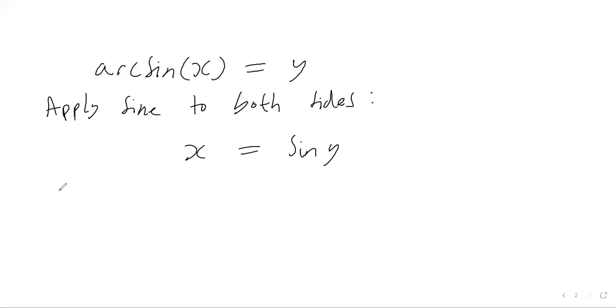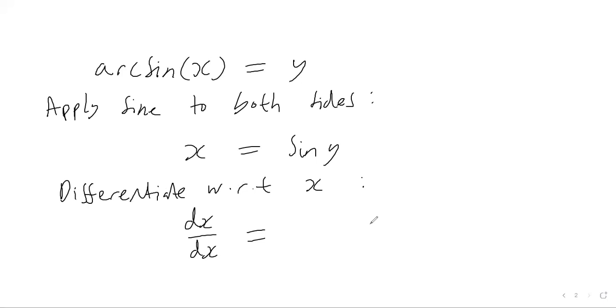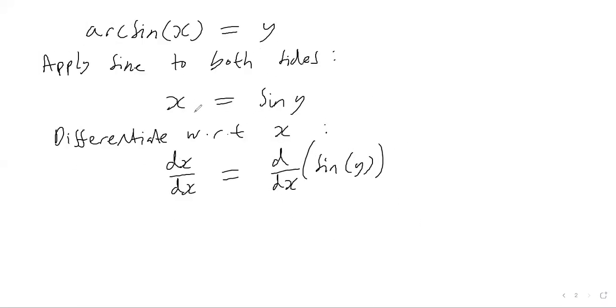And then the key now is to differentiate both sides with respect to x, similarly to what we did in the video where we differentiated the natural log. If we do that, we get dx by dx on the left side, and d by dx of sine of y on the right side. On the left side, that's simple enough. We're differentiating x with respect to x. That's just the number 1.